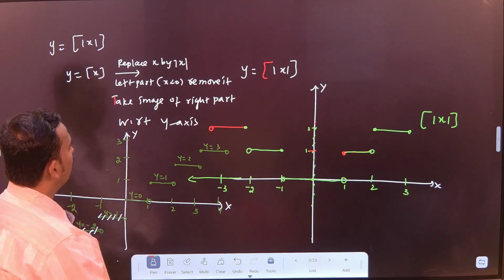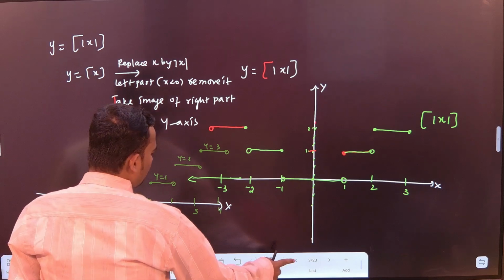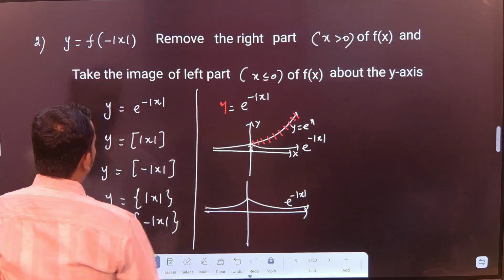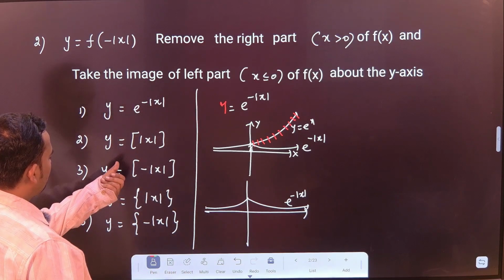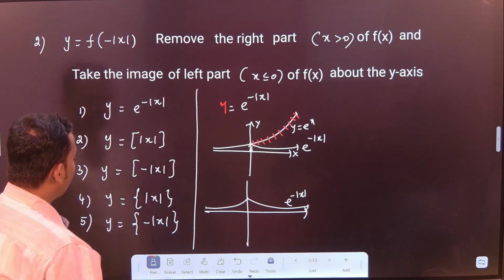Okay, fine. Let's draw the graph of another one. So what is that? Y is equal to greatest integer function of minus mod x curve.